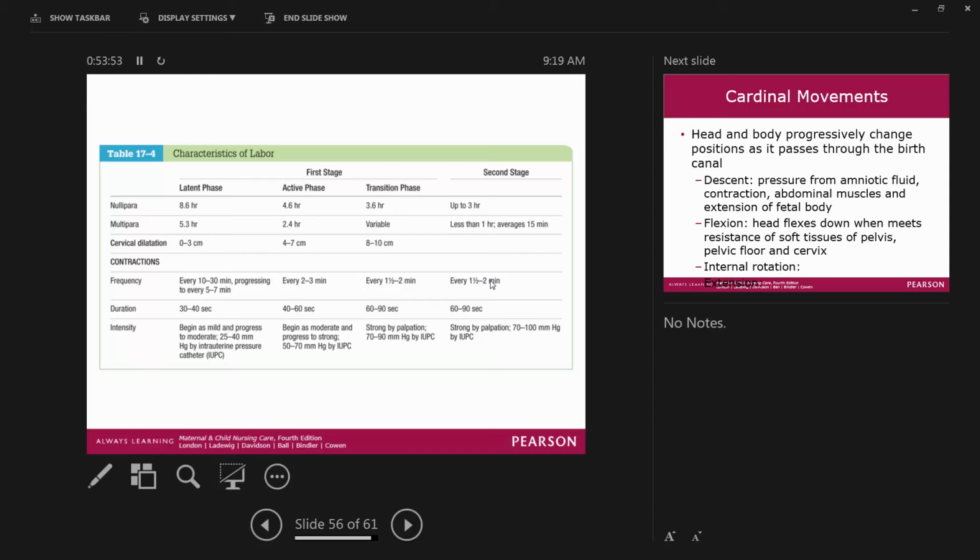Now the active phase is where most of the dilation occurs in that first stage. So this is anywhere between 4 and 8 centimeters. This is the active phase of labor. This is when she's really active. The contractions are really strong, and really, really frequent. And she may be wanting pain medicine at this point.